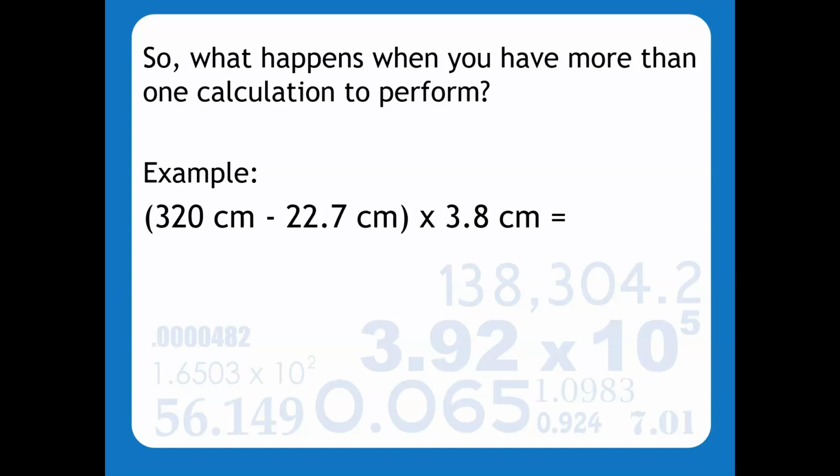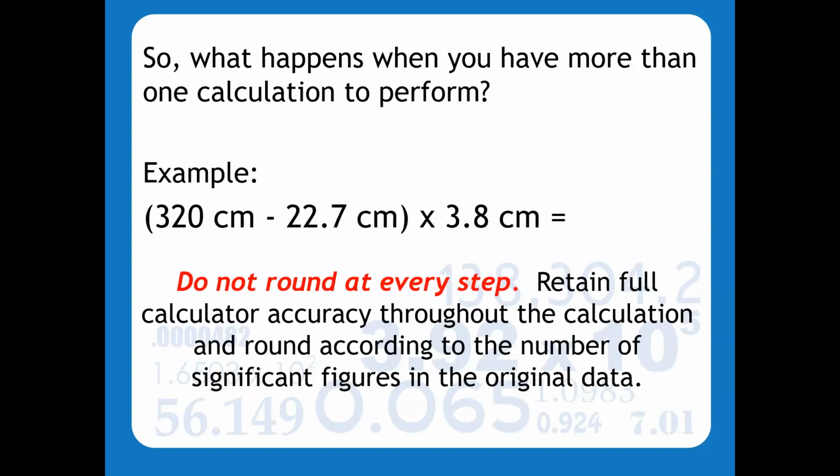So what you want to do when you do something like this is you do not want to round at every step. You're going to keep the numbers in your calculator and retain full calculator accuracy throughout the entire calculation and round according to the number of sig figs in the original data. So you want to round essentially at the end so that you don't introduce any rounding error.